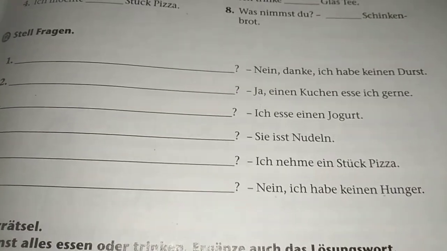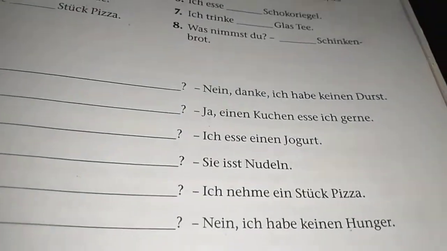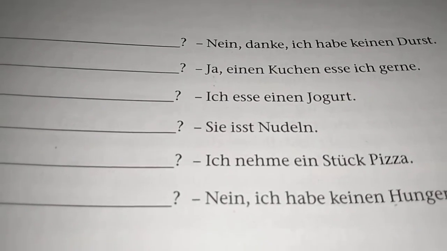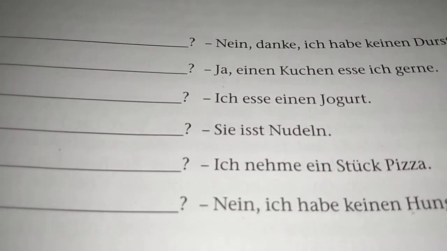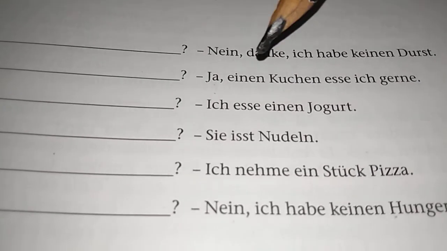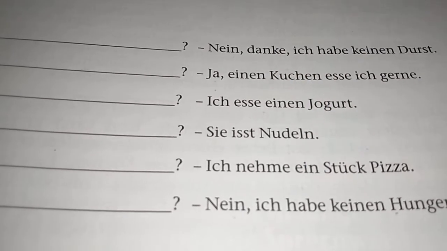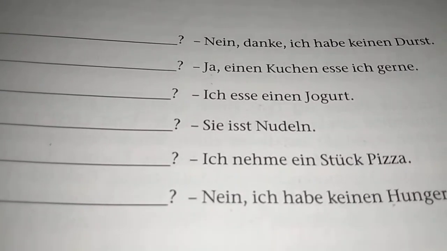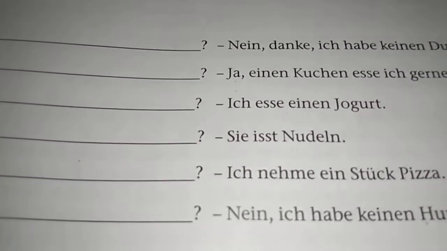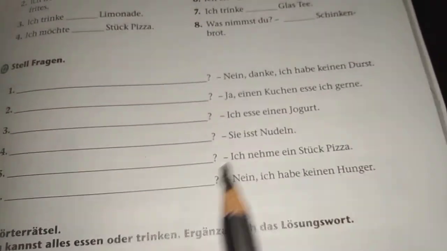If it is starting with ja or nein, it will be yes no question. In yes no question, verb should be at first place. Clear? And if it is not starting with ja or nein, it will be WH question. In WH question, verb should be at second place. Now let's see the few examples.